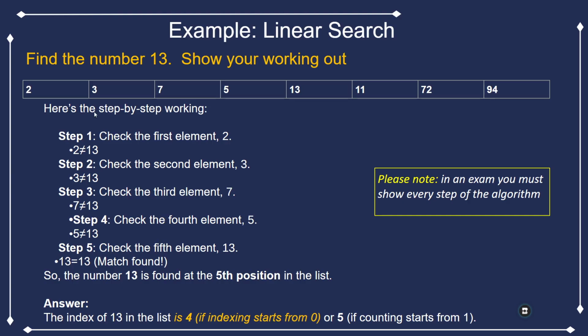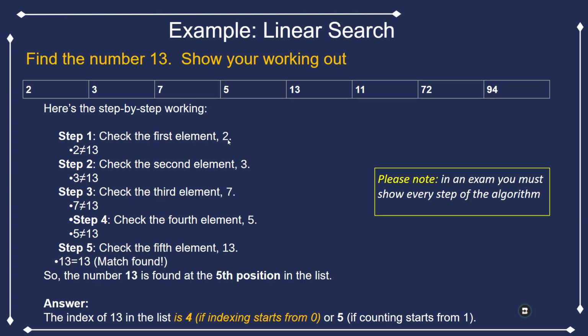It is not, so we go to step number 2, checking the second element, which is 3. Again, we compare it. It is not the same, so we go to the next step, which is 7, and compare it. We keep doing it until we reach step number 5. The fifth element in this list is 13, and linear search compares and says, that is exactly the item I'm looking for. So yes, we found it in the fifth position.